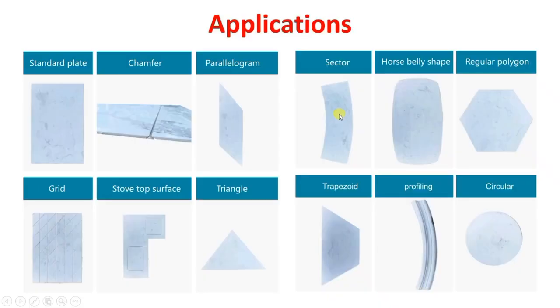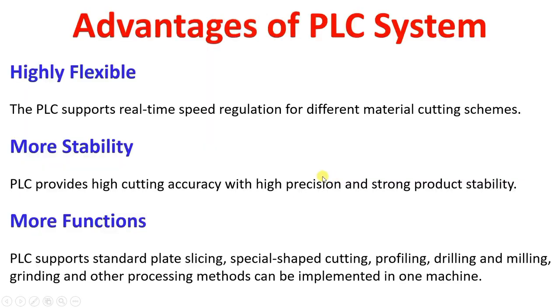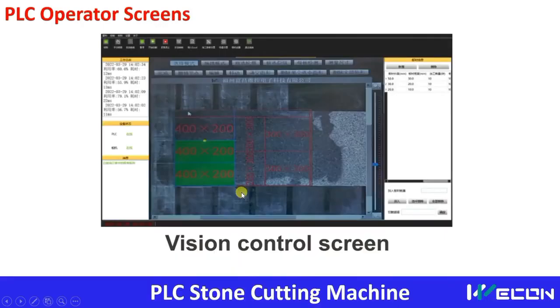Here you can see it has wide application and a lot of shapes can be formed through this machine. These are the shapes along with their names. Besides this, it also has other advantages like it is very flexible. You can make any shape. This is very stable. It has very high accuracy and precision, and it also has more functions compared to ordinary machines like slicing, special shape cutting, profiling, drilling, milling, grinding, and etc.